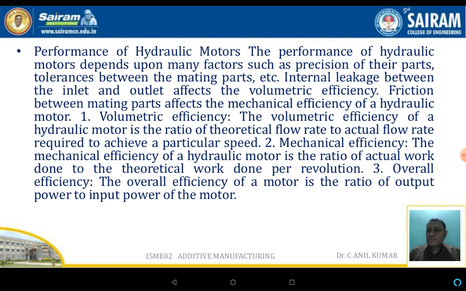Now in the next topic, we are discussing the performance of hydraulic motors. The performance of hydraulic motors depends upon many factors. The precision of the parts and the tolerances between the mating parts are some of the basic parameters. Also, the internal leakage between the inlet and the outlet affects the volumetric efficiency. The friction between the mating parts affects the mechanical efficiency of a hydraulic motor. The overall efficiency of the motor is better when compared to other drives.